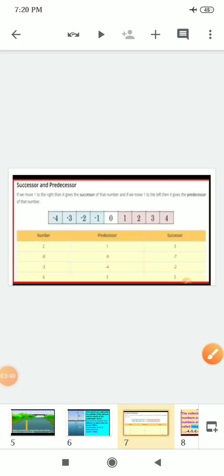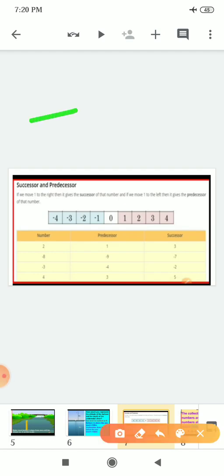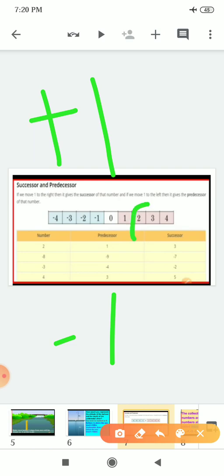So we have successor and predecessor. As you all know, successor means adding 1 to any number, and predecessor means subtracting 1 from a number, or 1 less than a number. The predecessor of 2 is 2 minus 1, that is 1. It means subtracting 1 from 2, or 1 less than 2, which is 1.